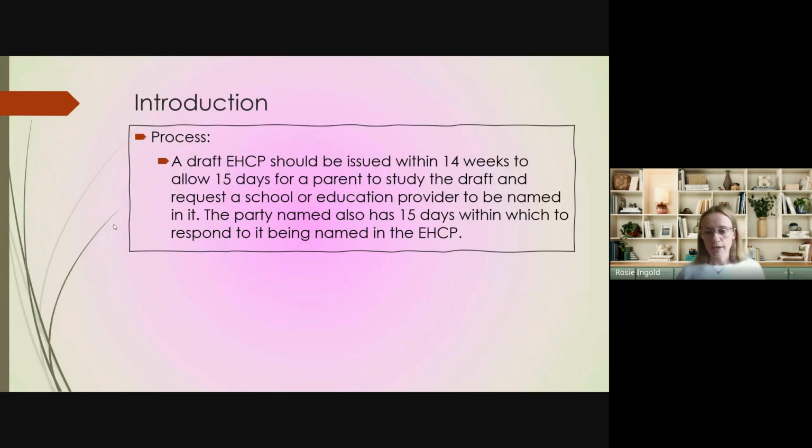So on to the next quite extended part of the process. Once all of this evidence has been gathered, then a draft EHCP should be issued within 14 weeks, which then allows 15 days for a parent or a carer to study the draft. And they also have the option to request that a school or a specific education provider be named in the EHCP to provide the extra support that's needed. So, for example, Bright Heart Education has been named by parents and by local authorities as the named provider in an EHCP. The really crucial thing to remember about an EHCP is it's a legal document.